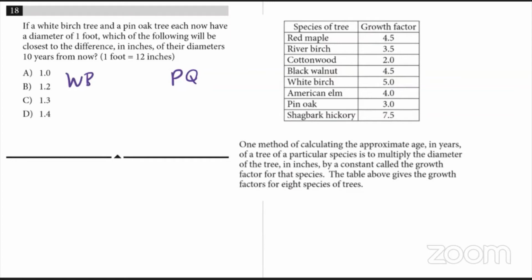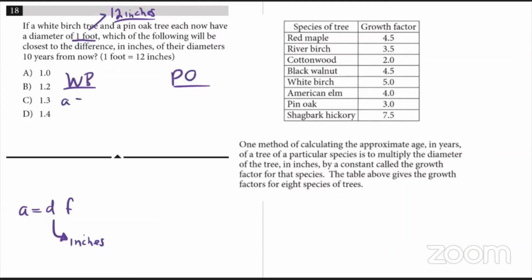Now, when we originally talked about the formula here, we said the age is the diameter times the growth factor, and the diameter has to be in inches. Here, the diameter is given as 1 foot, so that needs to be changed. So we'll think of that as 12 inches, which is what they tell us here that 1 foot is, but most of us already know. And then we have the pin oak right here.